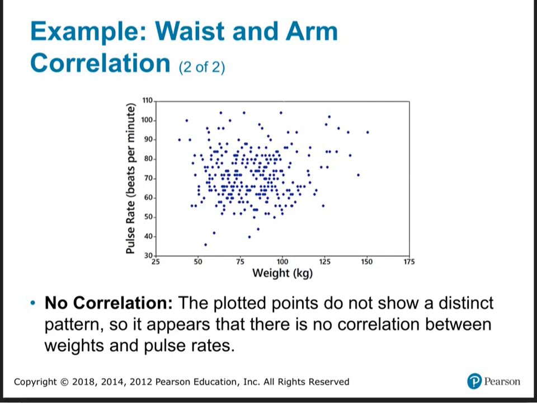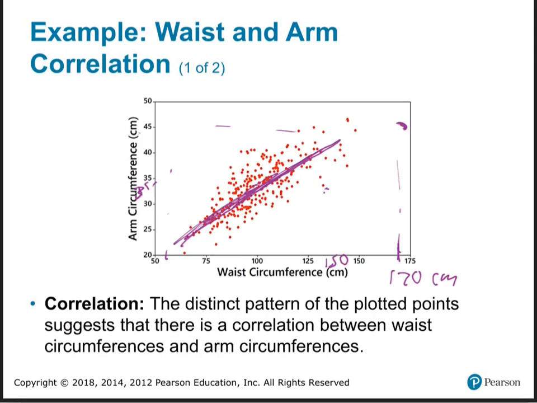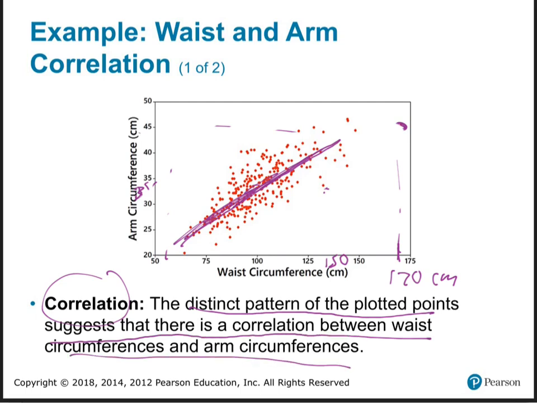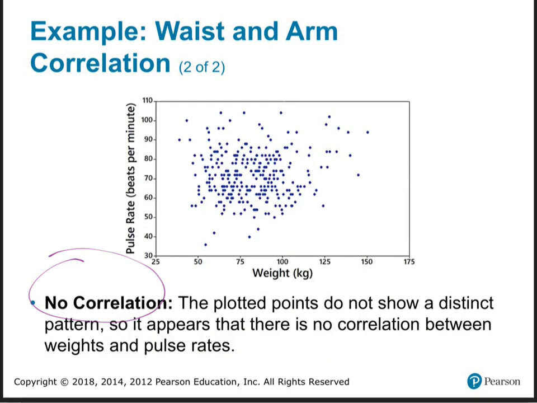Weight and pulse rate. So how much somebody weighs and what their pulse rate is seems to be unrelated. No relationship. That makes sense? Those dots have no pattern or direction at all. No correlation. Whereas the last one, the distinct pattern of the plotted points, suggests that there is a correlation between waist circumference and arm circumference. Whereas that one is no relationship, no correlation.